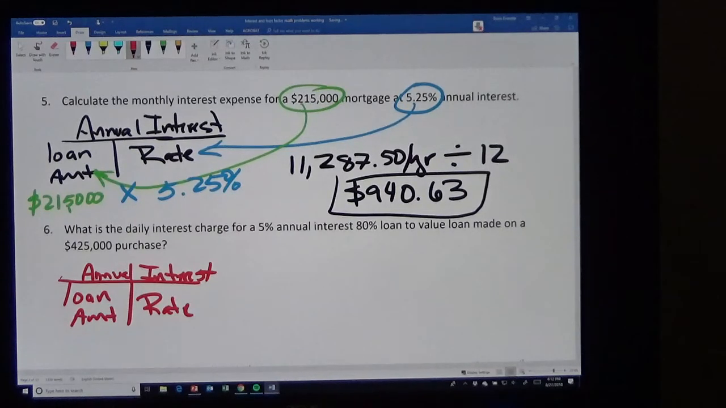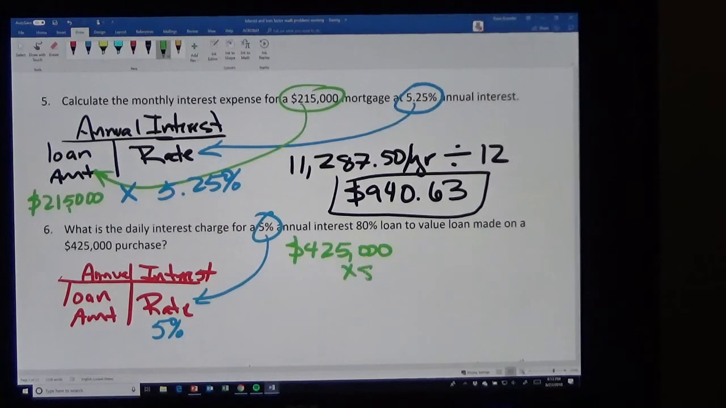Well, they did give us the interest rate. That much we've got. 5%, it is right here. So we've got a 5% rate. What we don't know is the loan amount. We know that the loan is 80% of $425,000. So we can say 425 times 80%. And that's a $340,000 loan.